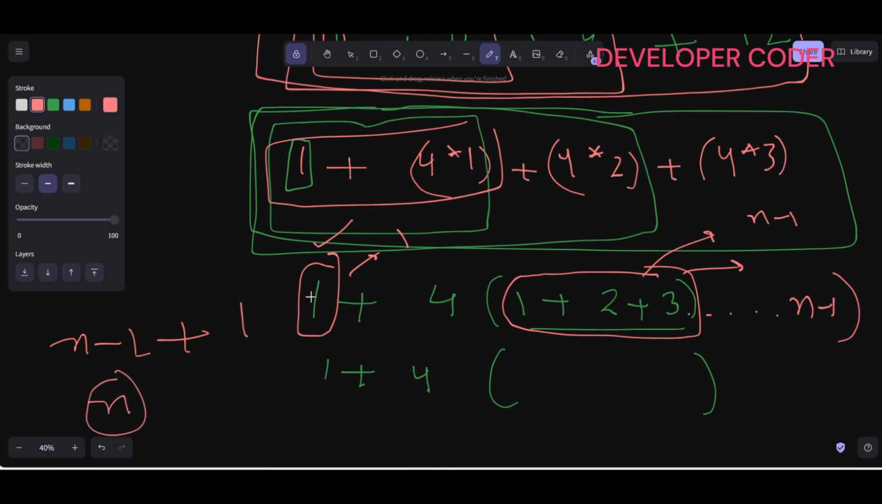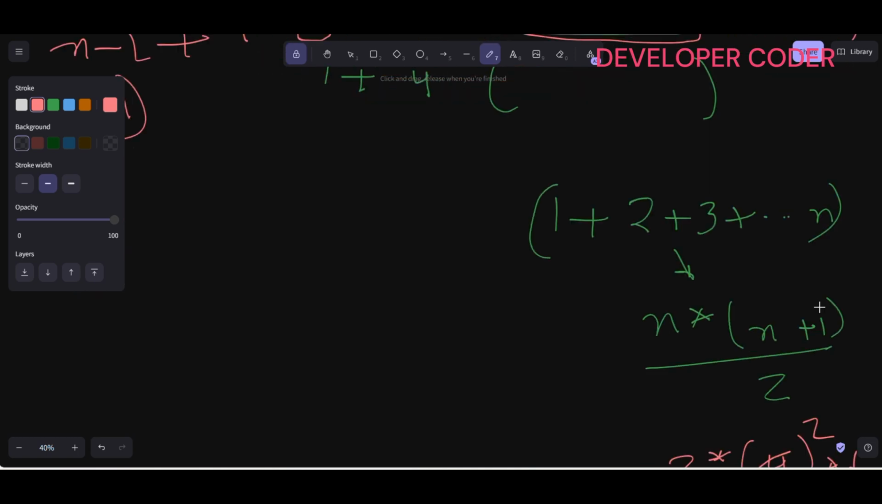So this is what we need to find. Here I'm writing one value, and here I'm writing n minus 1. So I have to update the formula here. Instead of n, I will use n minus 1. So I will modify this n as n minus 1, and here n minus 1 plus 1. Then it will become n minus 1 into n, where the plus 1 and minus 1 cancel out each other, divided by 2. So this is the formula.